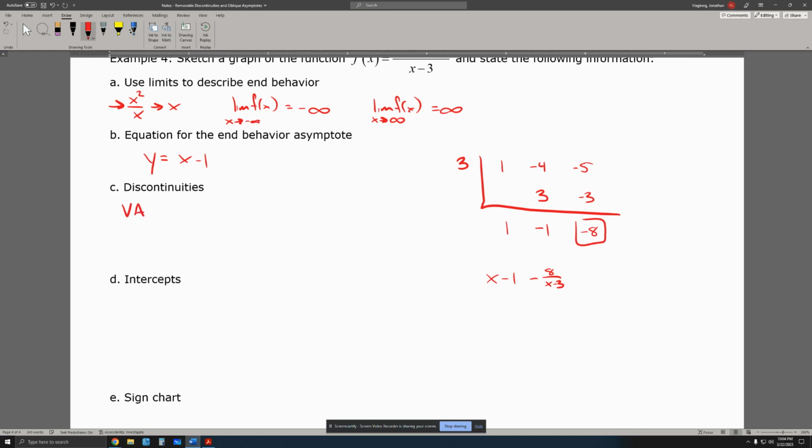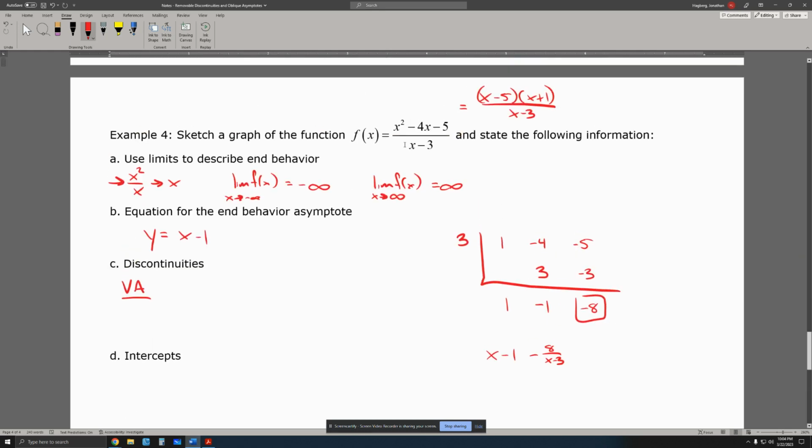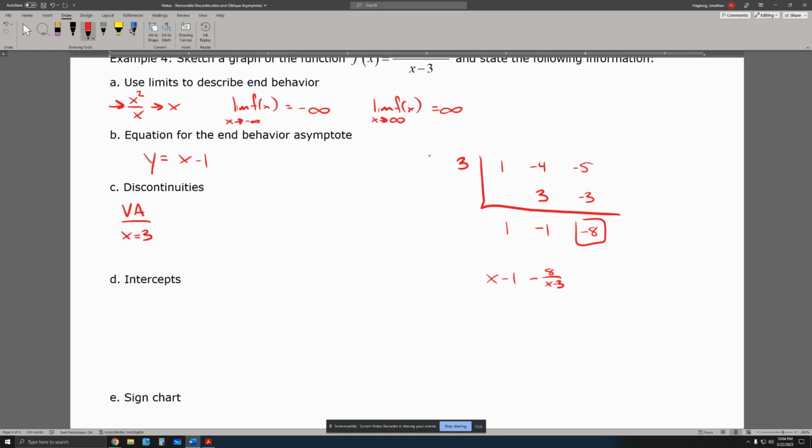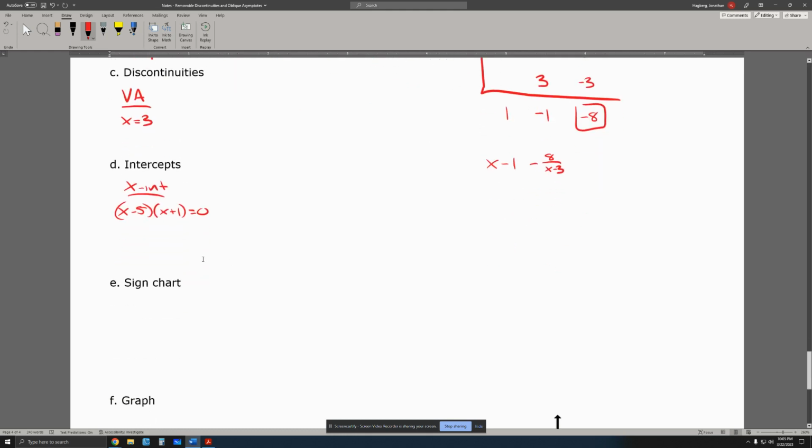Discontinuities, vertical asymptotes we'll start with, where the denominator equals 0. So that's going to be x equals 3. We don't have any removable discontinuities because we don't have any canceled factors. Intercepts, x-intercept, where the numerator equals 0. So we have x minus 5 and x plus 1 equals 0. So then we have x is equal to 5 and x is equal to negative 1. And so as ordered pairs, we have (5, 0) and (negative 1, 0).